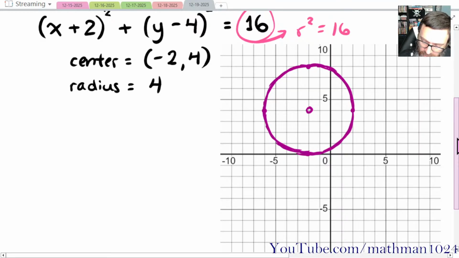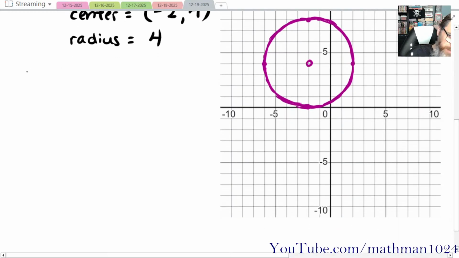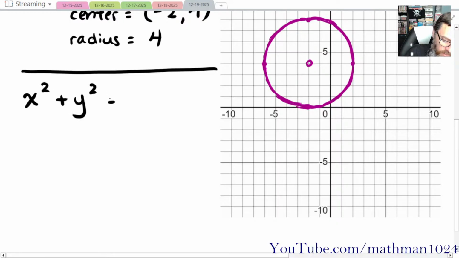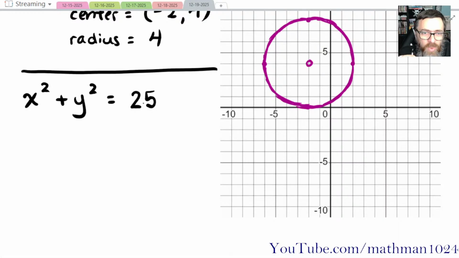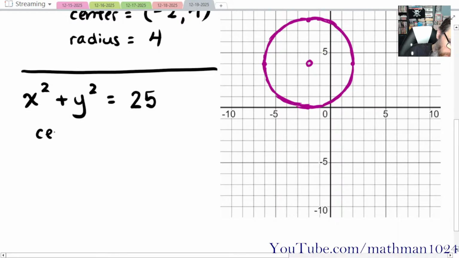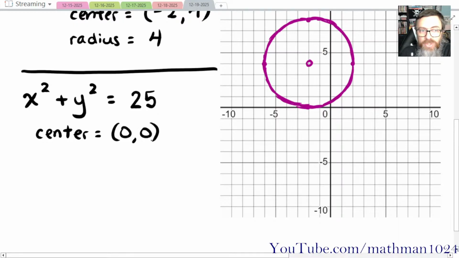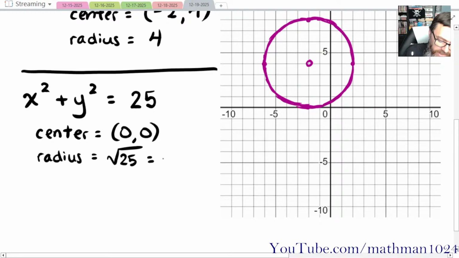Let me do this. If I were to write just x squared plus y squared equals 25. If I don't have a very obvious plus or minus inside with the x or the y, well, what is there? And if you're thinking, well, it's just a 0, you're right. So in this setup, my center is the ordered pair 0, 0, which happens to be the origin. And my radius would be the square root of 25, which is simply 5.